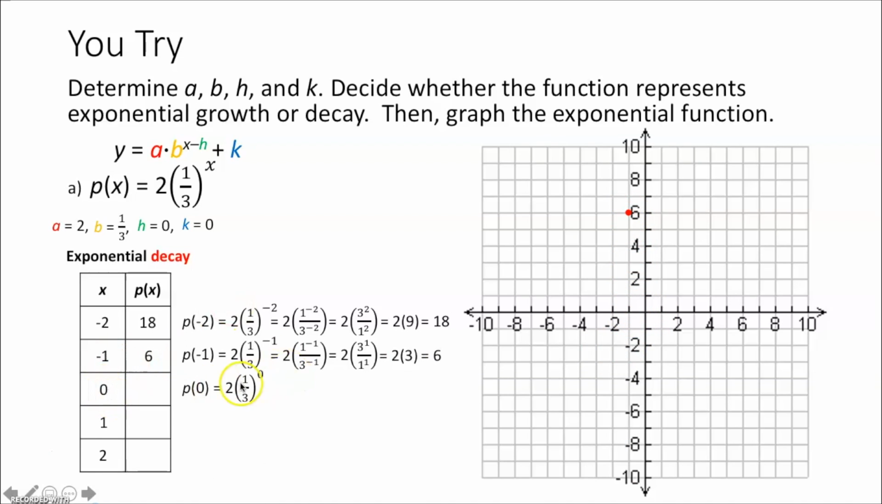0, plug in 0. What's 1/3 to the 0 power? That's 1, because anything to the 0 power is 1. We then multiply 2 times 1, and that gives you 2. So 0, 2 is the next point we're going to graph. So over 0 up 2, put a point.